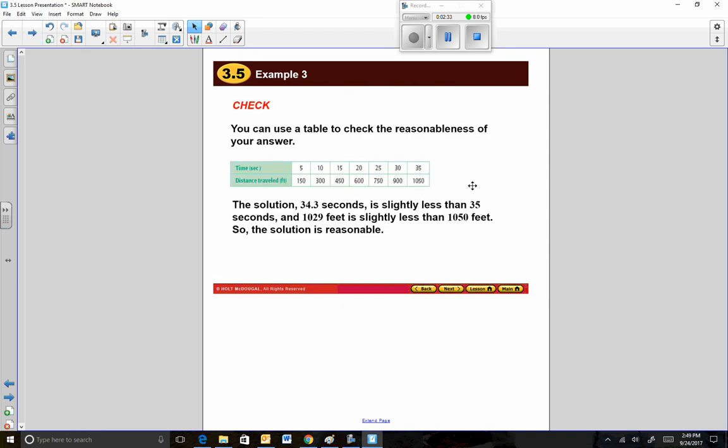You could also use a table because every 5 seconds you get 150 feet. 10 seconds would be 300 feet, 15 seconds would be 450 feet, 20 seconds 600 feet, 25 seconds 750, 30 seconds 900, and 35 seconds 1,050. So is your answer reasonable that it would take 34.3 seconds? Yes. So you could use a table to help you figure this out also, to see if your answer is reasonable.